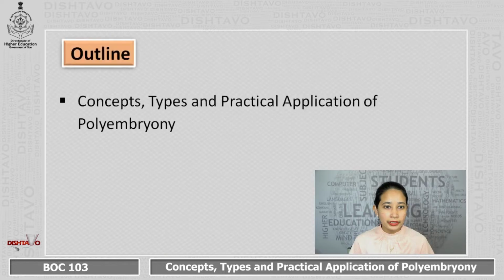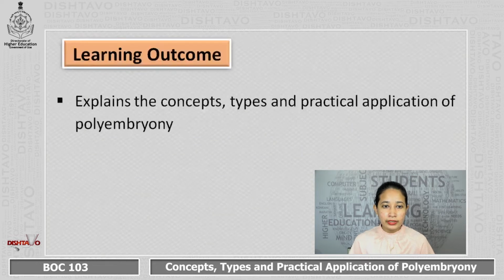The module outline is Concepts, Types and Practical Application of Polyembryony. The learning outcome of the module is to explain the concepts, types and practical application of polyembryony.